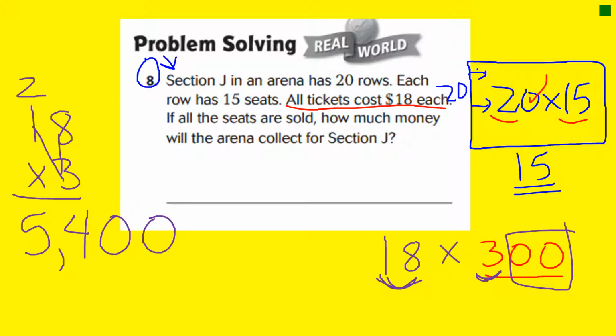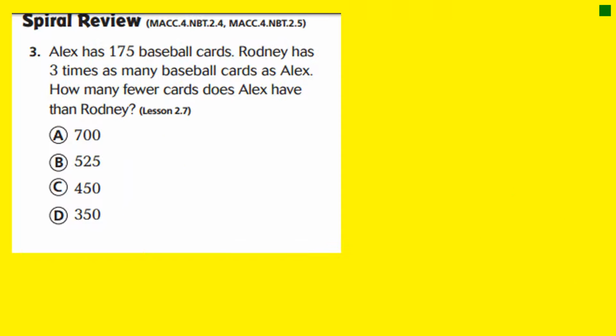Did we answer the question? How much money will the arena collect? $5,400. Good gravy, just for section J. Okay? All right, let's see what's next here. We're moving on to the back.